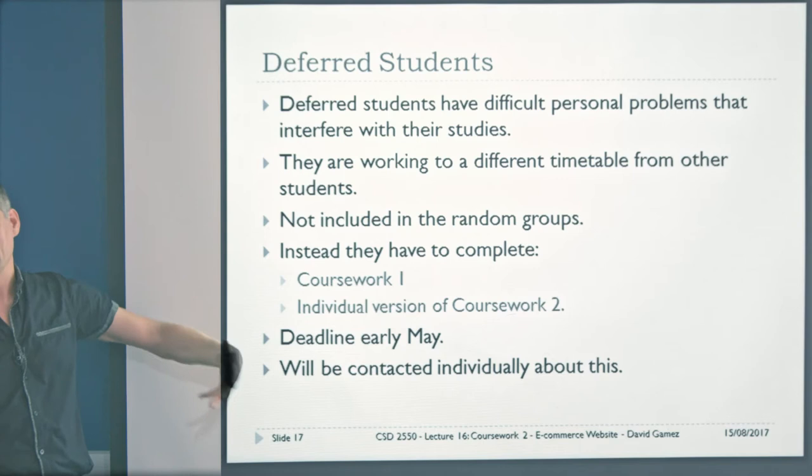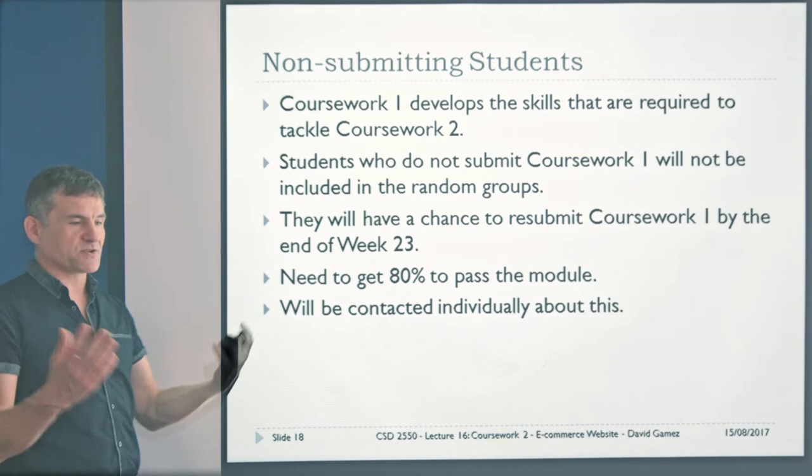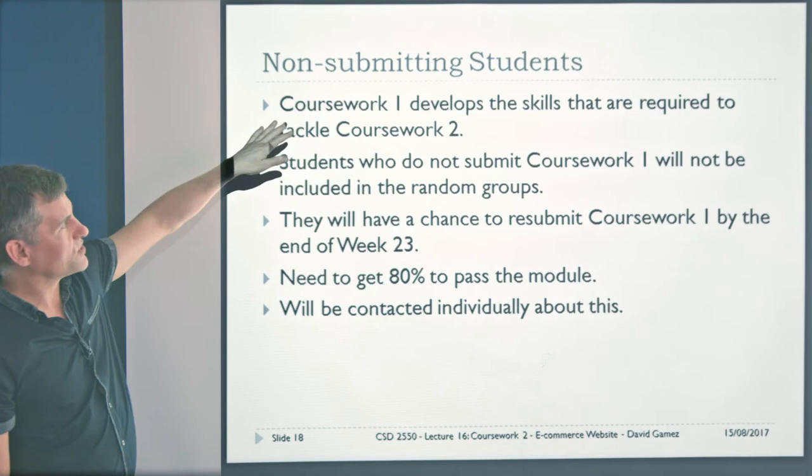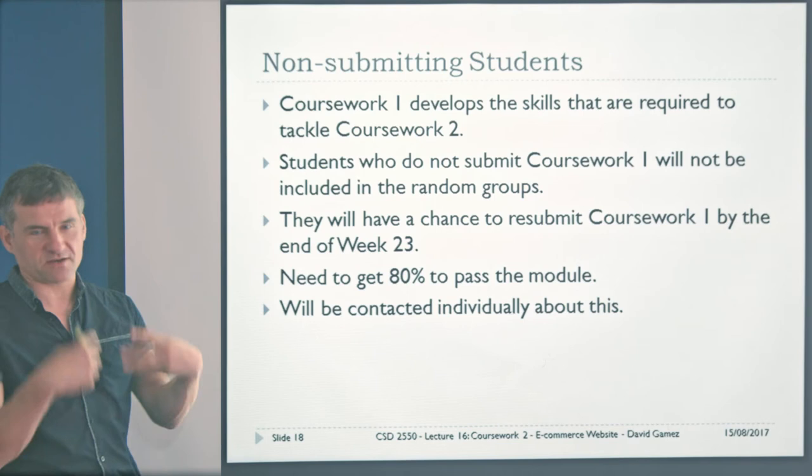Now, in the first year I ran this course, there were a number of non-submitting students. They didn't turn up to much, didn't do any work, couldn't be bothered to finish coursework one and submit it. That's what I mean by a non-submitting student. Coursework one is developing skills that are required to tackle coursework two, okay? You can't really tackle coursework two or make a contribution to it if you haven't learned HTML, CSS, and JavaScript, right? Because the whole front end of the website is based on that.